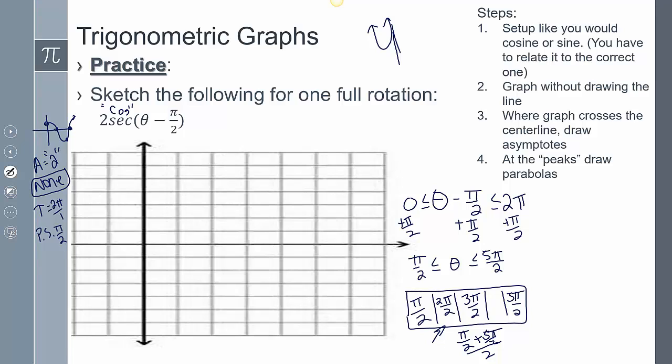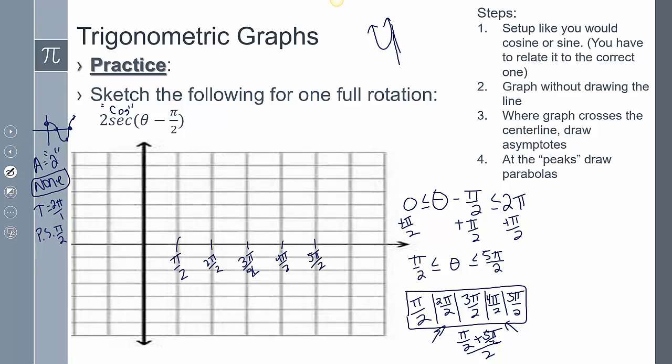Now if I do this one, add the ends, divide by 2, you're going to get 2 pi halves. If I do this one, add the ends, divide by 2, you're going to get 4 pi halves. So we have pi halves, 2 pi halves, 3 pi halves, 4 pi halves, and 5 pi halves.